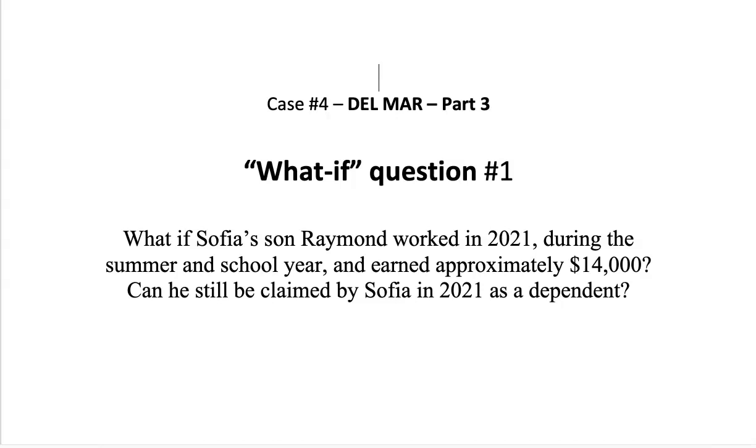Question 1. What if Raymond worked in 2021 during summer and in the school year and earned somewhere around $14,000? Can he still be claimed by his mother in 2021 as a dependent? Well, let's take a look at the qualifying relative tool and see what it says.